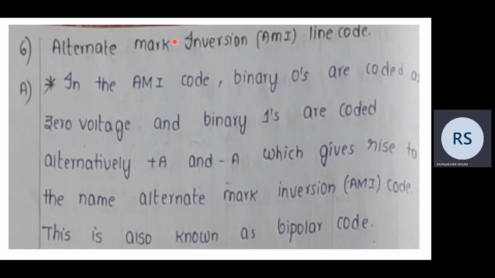Next topic, alternate mark inversion, the AMI line code. In the AMI code, binary zeros are coded as 0 voltage, and binary ones are coded alternately as plus A and minus A, which gives rise to the name alternate mark inversion. Zeros are considered as space with 0 voltage, and binary 1s are coded alternately as plus A and minus A. This is also known as the bipolar code.